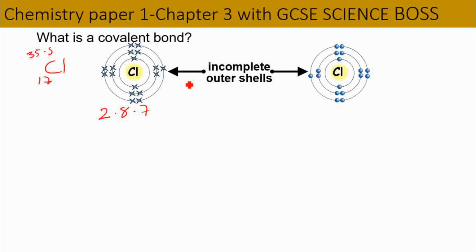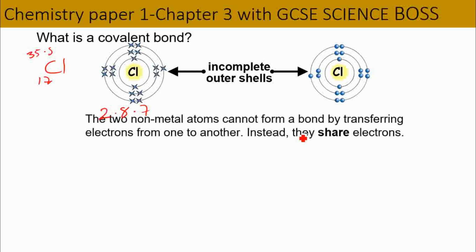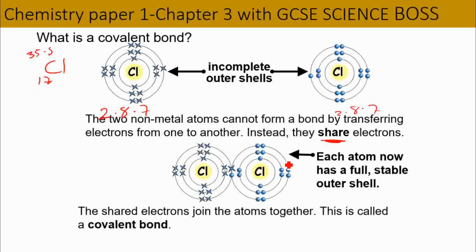But since they both don't have full outer shells, they decide that they're going to share, okay? Let's share those electrons, so 2,8,7 and 2,8,7. Why not come together and share? Okay, so now they can both think of those electrons as theirs. So in a sense, they're now both stable. And this is called a covalent bond. So a covalent bond is when you have a shared pair of electrons. So let's add that in, a shared pair of electrons.